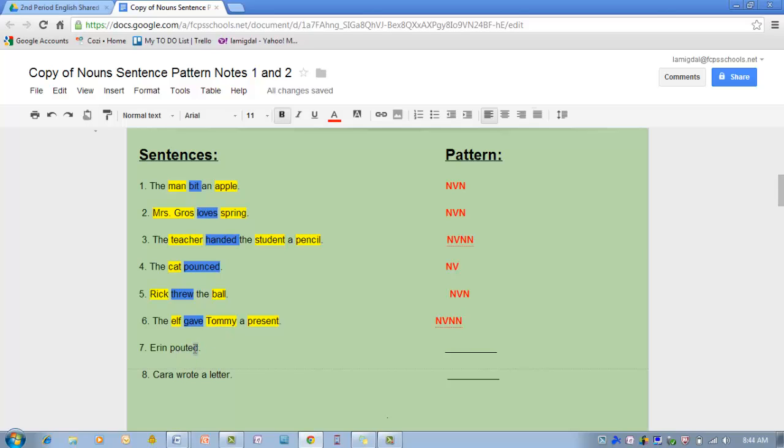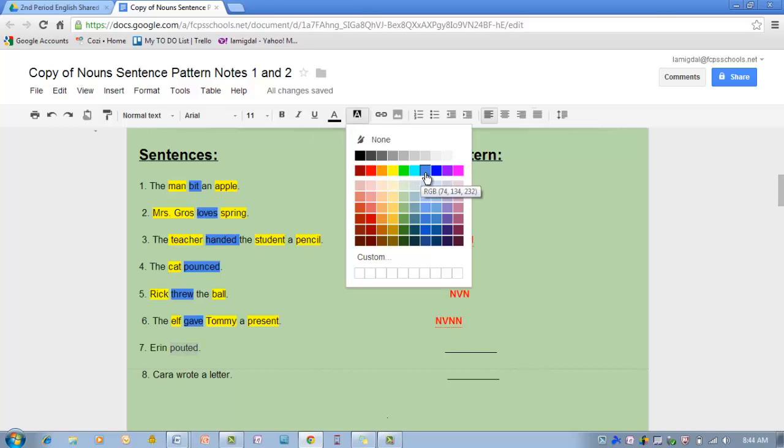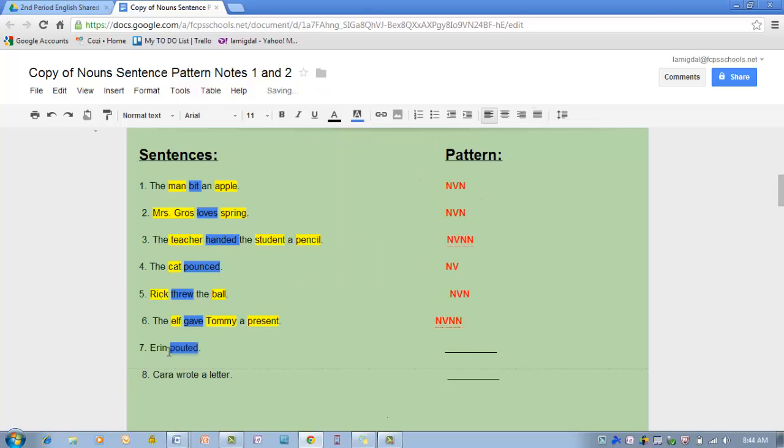Aaron pouted. Pouted is to sit and be miserable. That's an action. And there's only one other word, and that's Aaron. And Aaron is a name, so we know that is a noun. So this must be a noun verb.